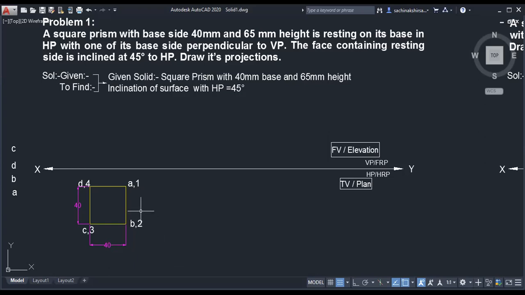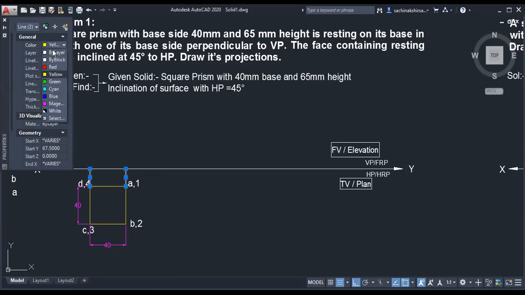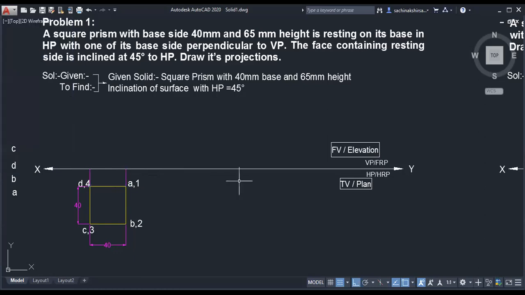We have to draw now its projection in front view. Up to this, have you drawn? Yes, sir. Now let us take projection in front view. How much height is given for this prism? Height 65 mm. From the XY line you can draw this 65.